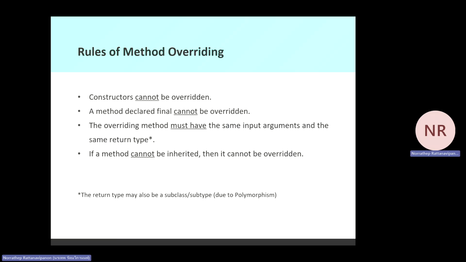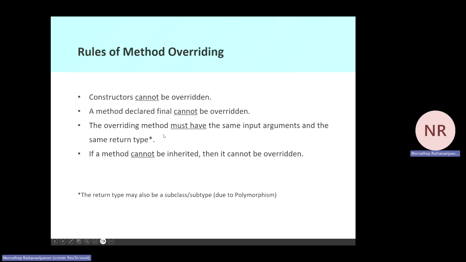Let's see the rules for method overriding, to see which method can be overridden or not. We already saw that the constructor cannot be overridden. You cannot even inherit the constructor to begin with, let alone override it. Once you declare a method to be final, that method is final. It cannot be overridden. It will prevent method overriding. If you don't declare final, then that method can be overridden.